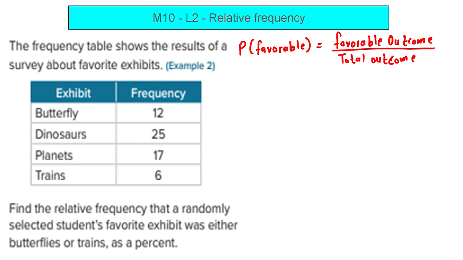So now see, here he said that frequency table is given here. A survey was done about the favorite exhibits. What are the 4 exhibits? The butterfly exhibit, dinosaur, planet exhibit and the train exhibit. Okay. So how many people went to the butterfly exhibit? 12. How many went to dinosaur? 25. How many went to planet? 17. How many went to train? 16. So first of all, we need the total in the formula, right?